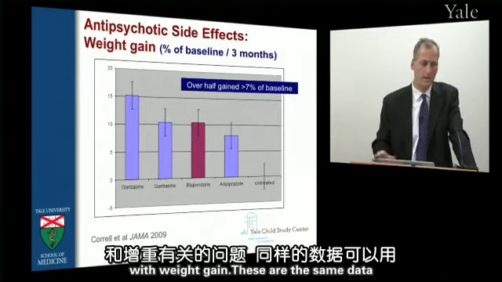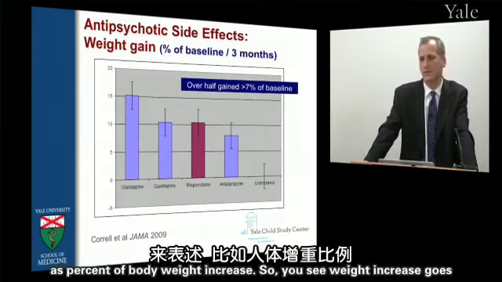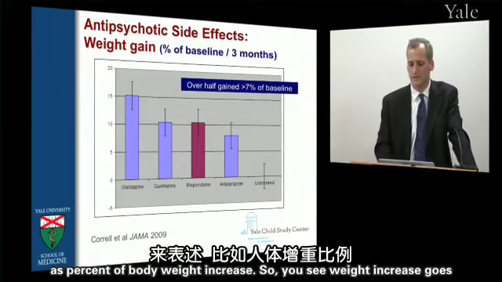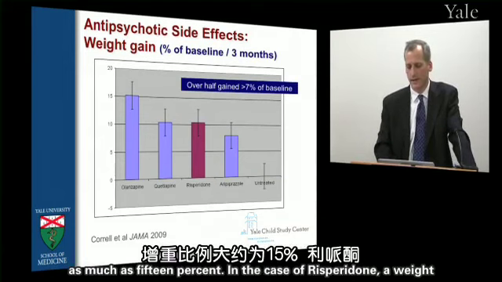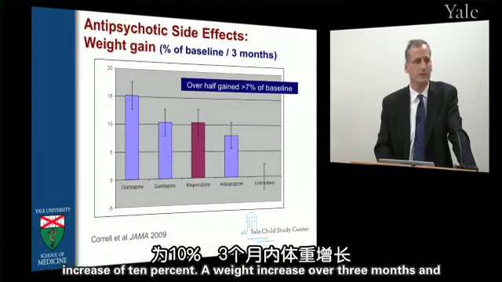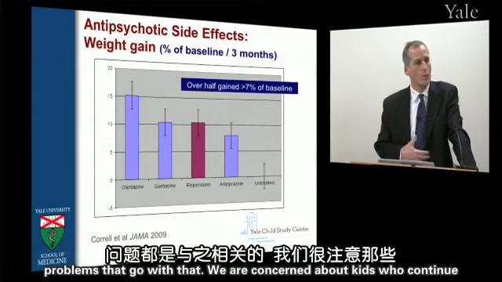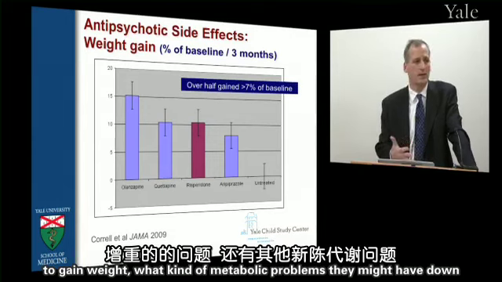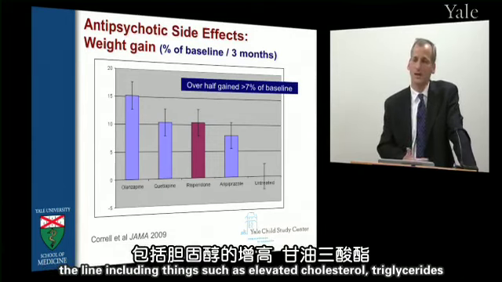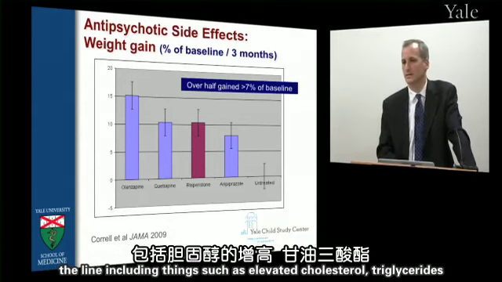These are the same data expressed slightly differently as percent of body weight increase. So you see weight increase that goes as much as 15%. In the case of risperidone, a weight increase of 10% over 3 months. And associated with that, you can imagine all the metabolic and physical problems that go with that. We are concerned about kids who continue to gain weight, what kind of metabolic problems they might have down the line, including things such as elevated cholesterol, triglycerides, diabetes, etc.